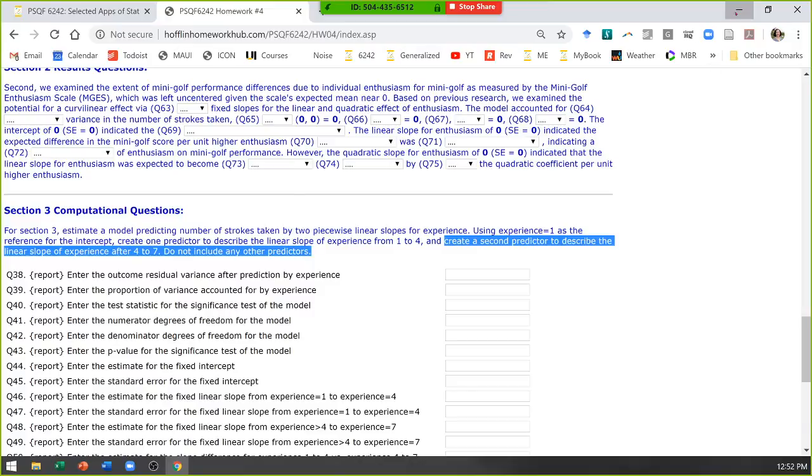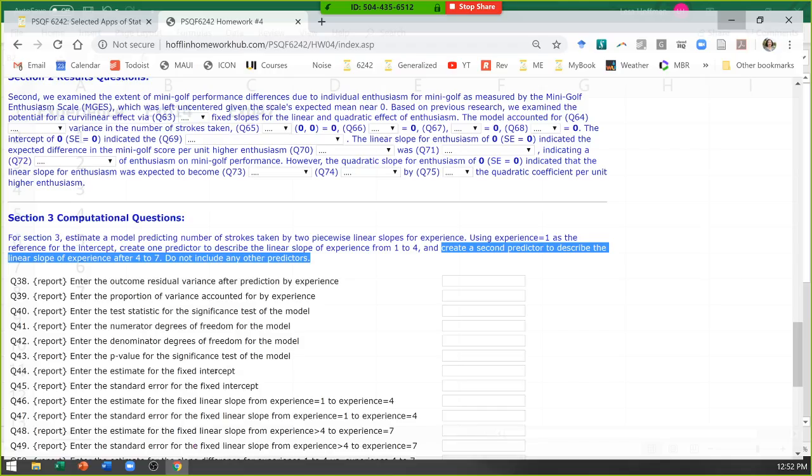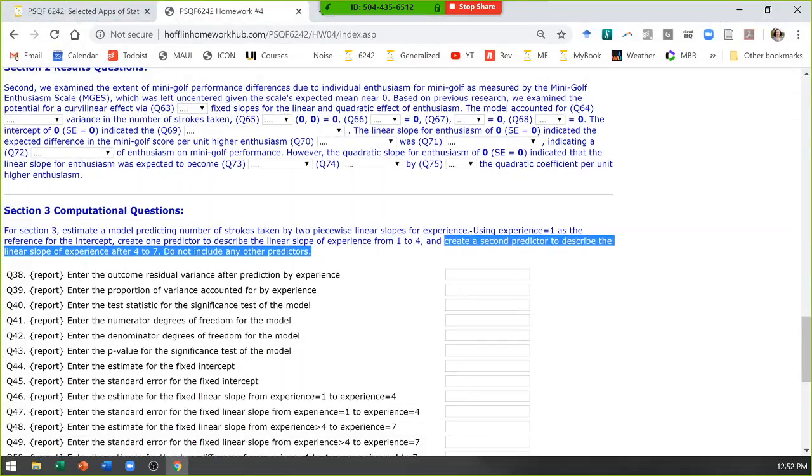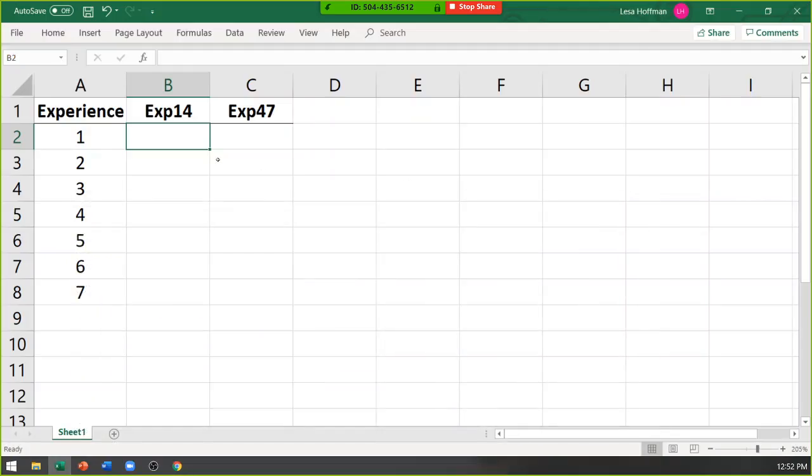So we got to build those. It said, hang on, the other part here, use experience equals 1 as the reference for the intercept. So I got to start there because that's where I know to put my zeros. Experience is 1. So the new predictors that I'm going to be creating, so I'm just showing the logic for now and then I'll do the code second. Because the instruction said make experience 1 the intercept, that's where both new predictor variables that I'm going to be creating, I've named them experience 1 to 4 and experience 4 to 7, are going to be set to 0.